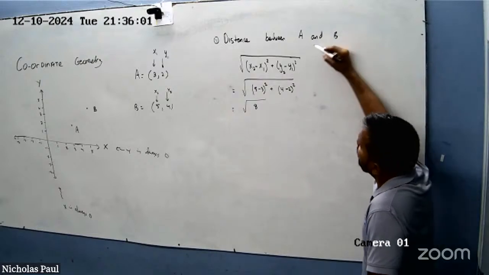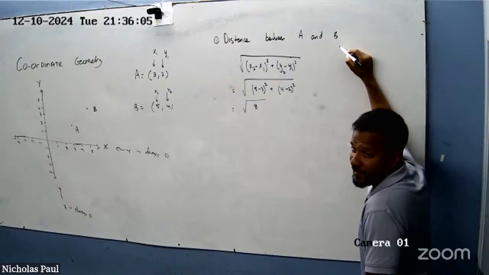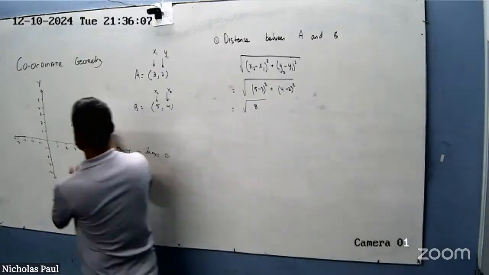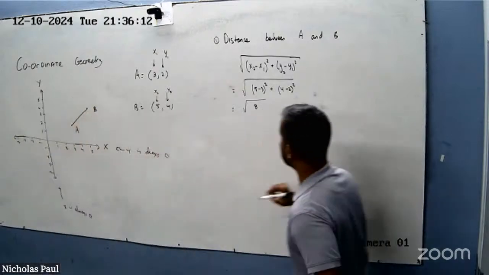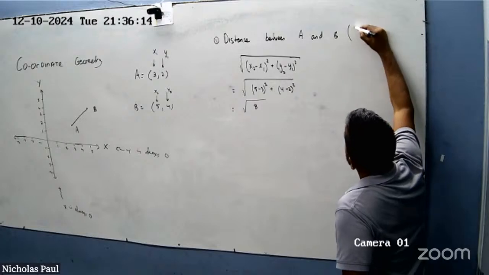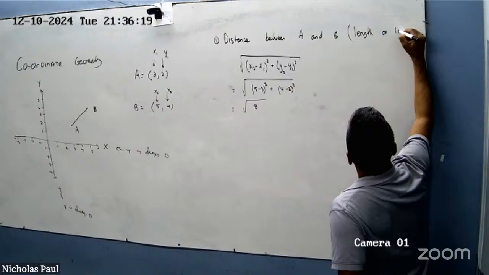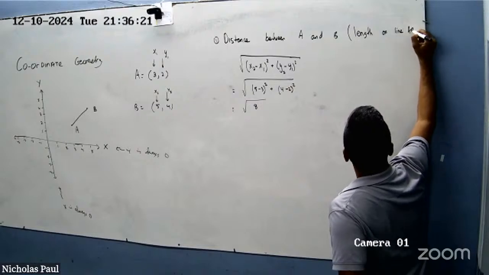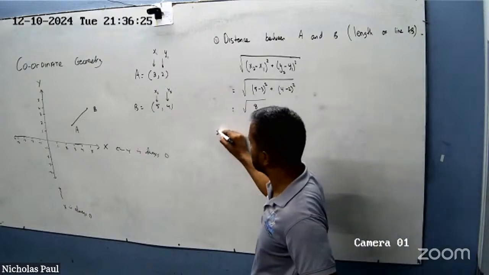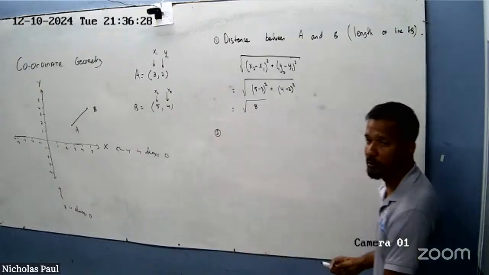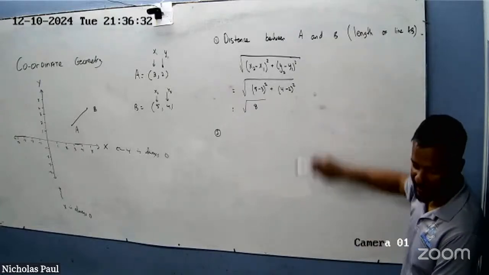Right? So the distance between A and B is also the same as finding the length of the line AB. If I draw a line from A to B, what we found there is the length of the line, right? So you can make a note that this is also the length of the line. This formula can also work for the length of the line. Are you okay with that? First formula to learn, so you can highlight that.